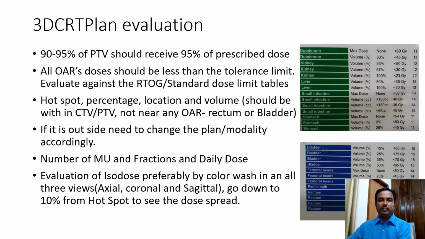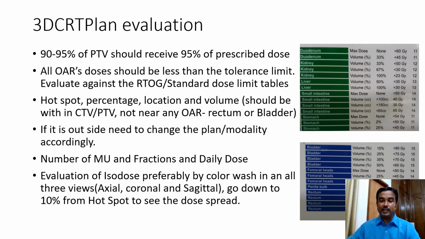If you look into the evaluation points of a 3D CRT plan, it's like any other treatment plan. 90 to 95% of the PTV should receive 95% of the prescription dose. Here, because of 3D CRT, we can accept up to 90%, because as we have some limitations, we may not be able to achieve the 95% coverage. And all other OARs should get less than the tolerance limit as prescribed by the RTOG or any standard dose limits. So we have to look into the hotspot, what is the percentage of hotspot, where it is located, and what is the volume of it.